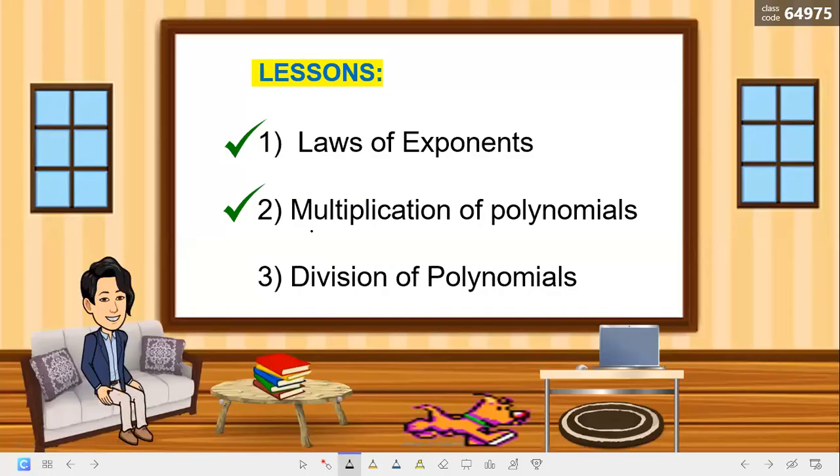Okay, so we're done with multiplication of polynomials using the FOIL method, lattice, and the distributive property. Dito tayo sa division of polynomials. Mabilisan lang po, ha. Okay, everybody listen. Kasi next meeting, special product tayo.